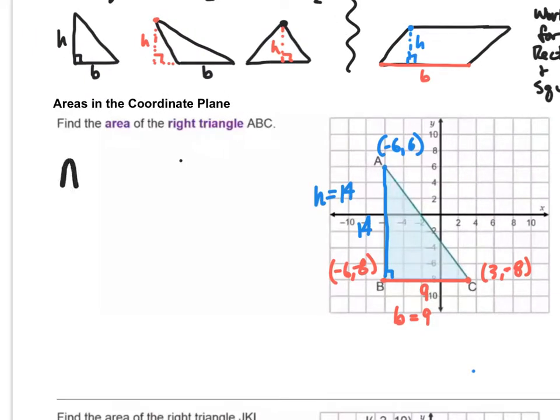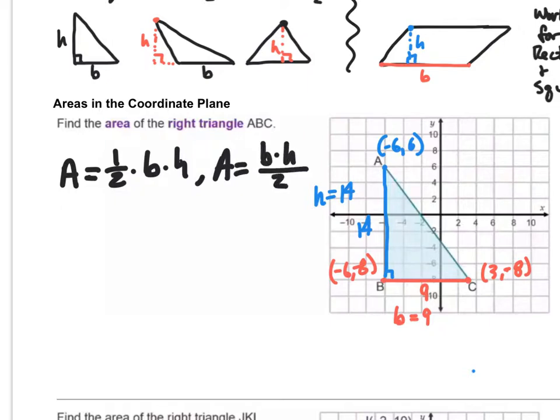Now remember, my area is equal to 1/2 times the base times the height. Some people like to do, or you can do, area is equal to base times height, all divided by 2. It doesn't really matter. I particularly like this one a little bit better, depending on the numbers that we have, but I like the fact that we're just dividing by 2.